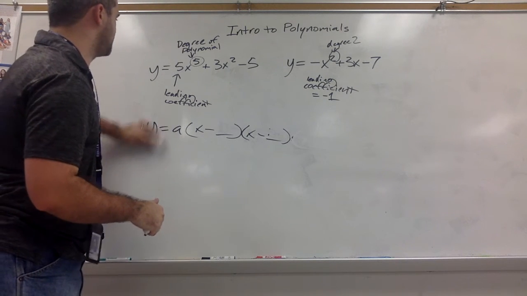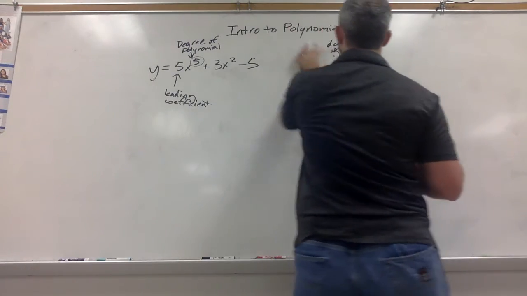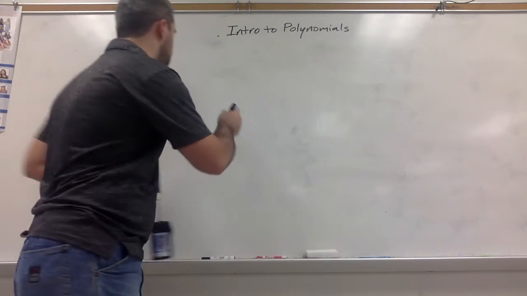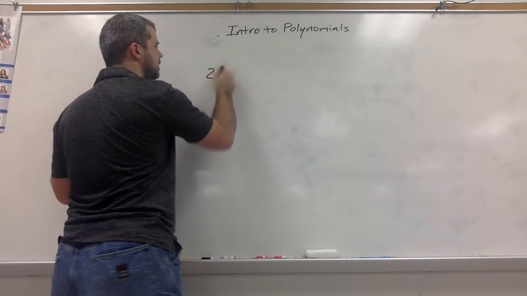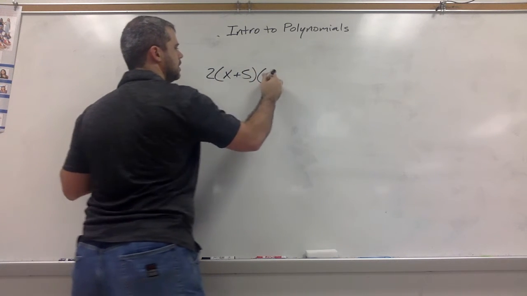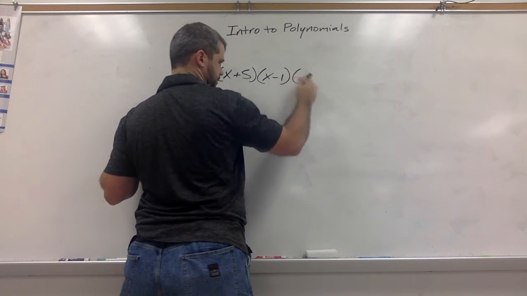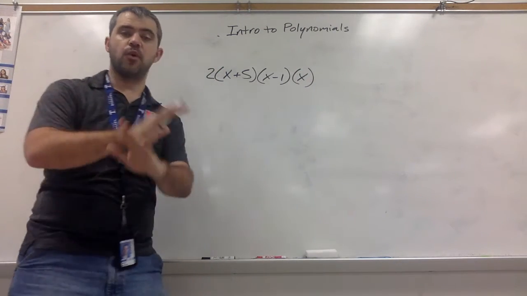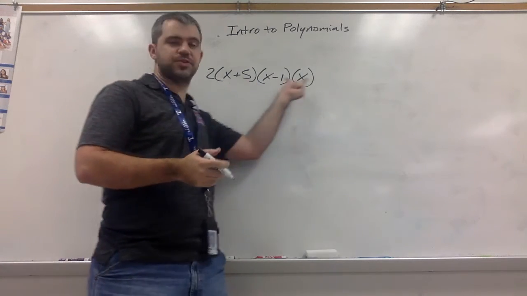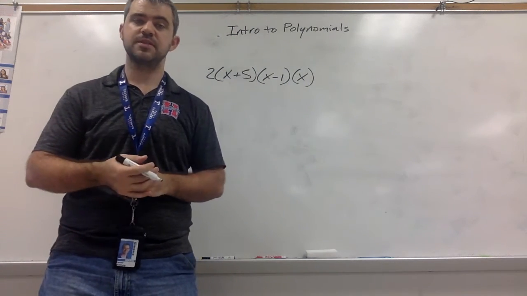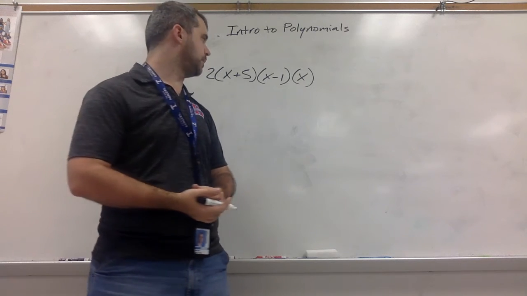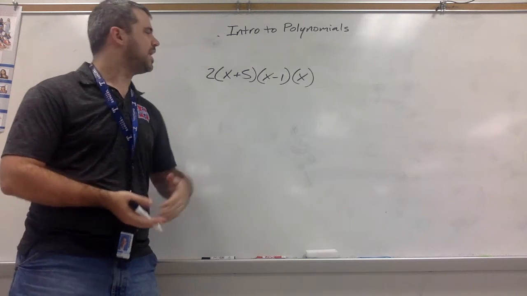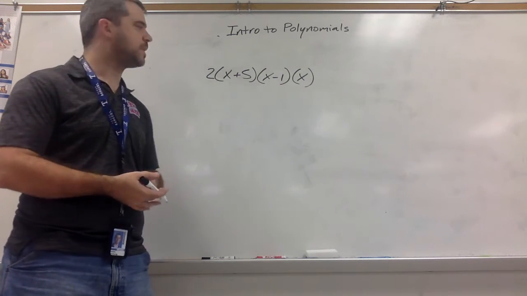Let me show you an example of that. So let's take a look. If we had something like this, before I do anything, how many roots do I have? I have 3 roots. This is going to be a degree 3 polynomial. And my leading coefficient is going to be 2. If you don't understand why, let's go ahead and multiply this out and see what happens.